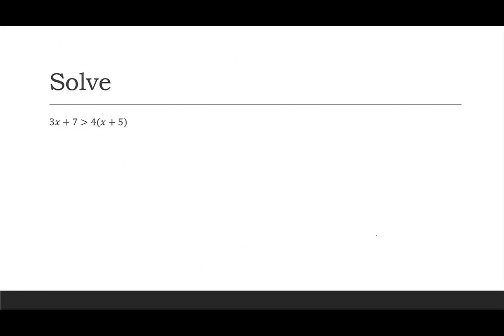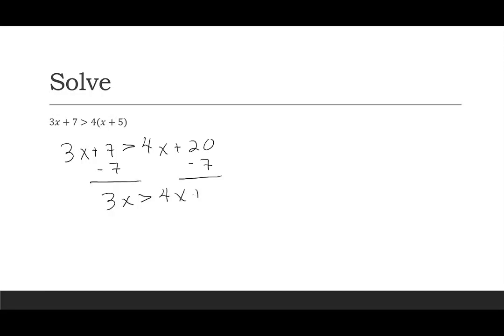Now I have 3x plus 7 is greater than 4 times x plus 5. I have 3x plus 7. I'm going to distribute the 4 to the x plus 5, so I have 4x plus 20. I'm going to move my 7, so I subtract it from both sides. 3x is greater than 4x plus 13, and then I'm going to subtract 4x. 3x minus 4x is negative x.